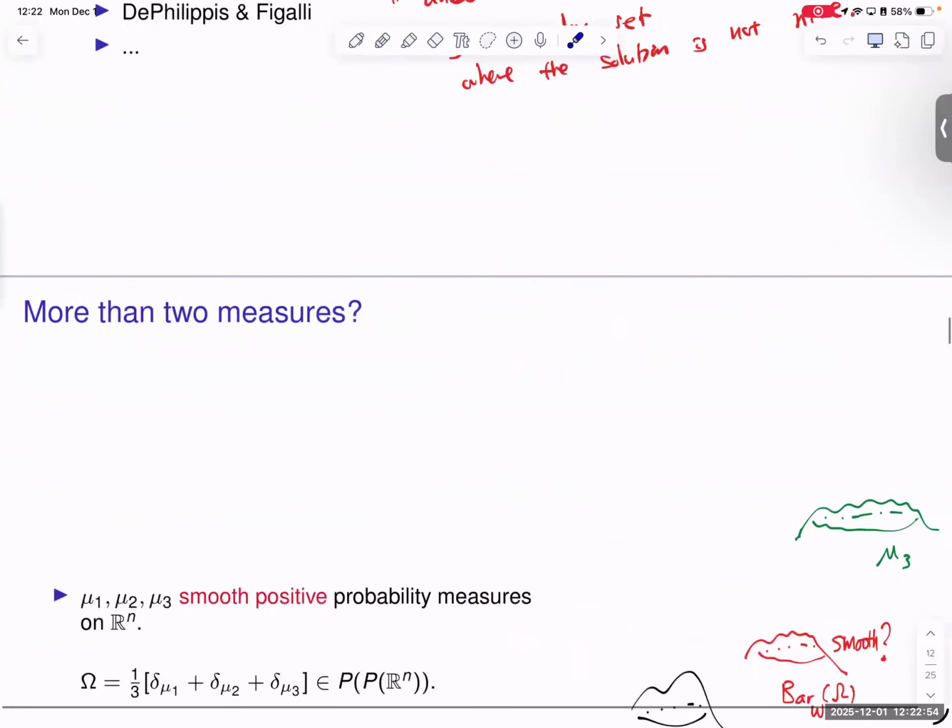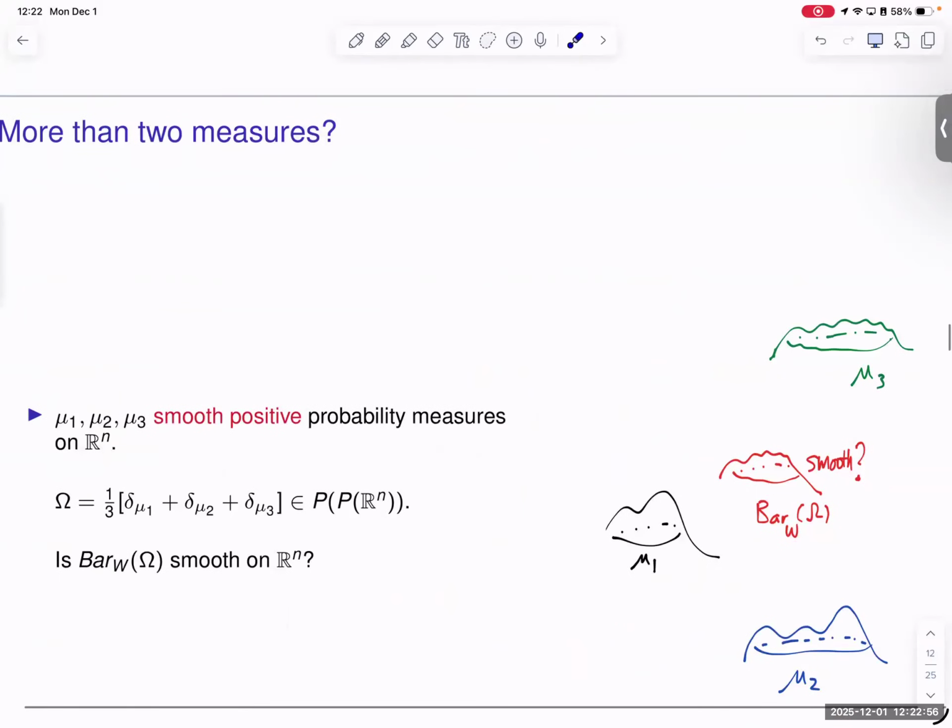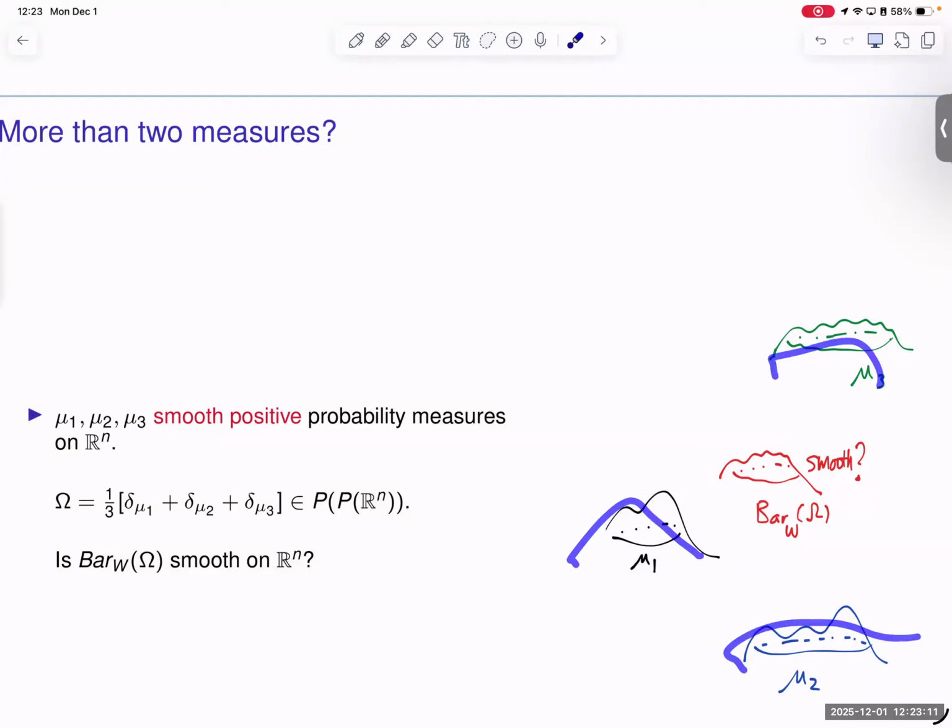Then if you have more than two measures, let's say you have three very nice measures, then what happens to the Wasserstein barycenter? What is your guess? Let's say you have smooth measures, smooth and nice. Everything is smooth. Yeah, it's smooth. How do you know that? That's my guess. So it's intuition. I agree with you. I would bet on smoothness.